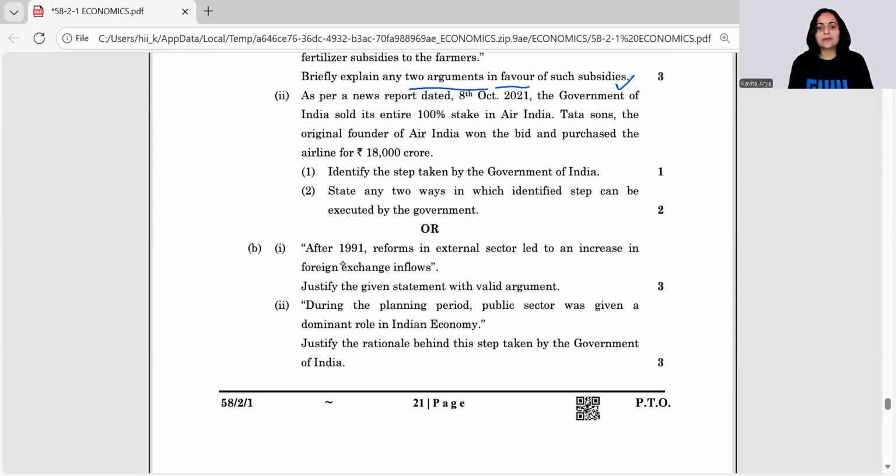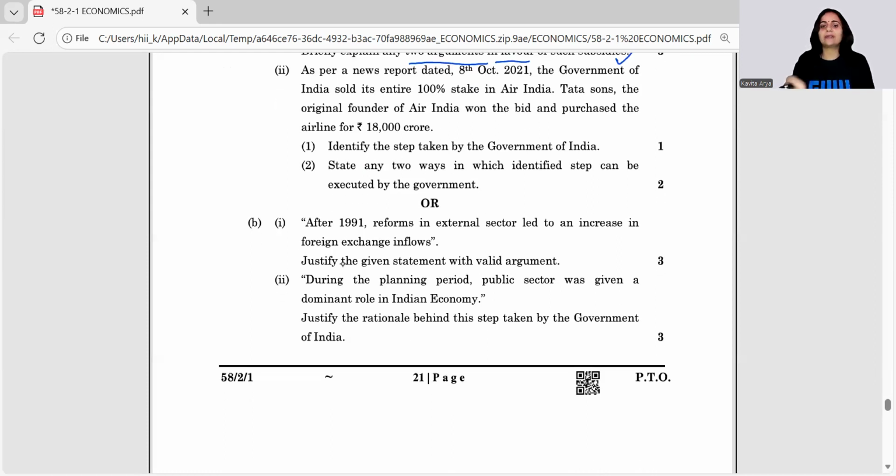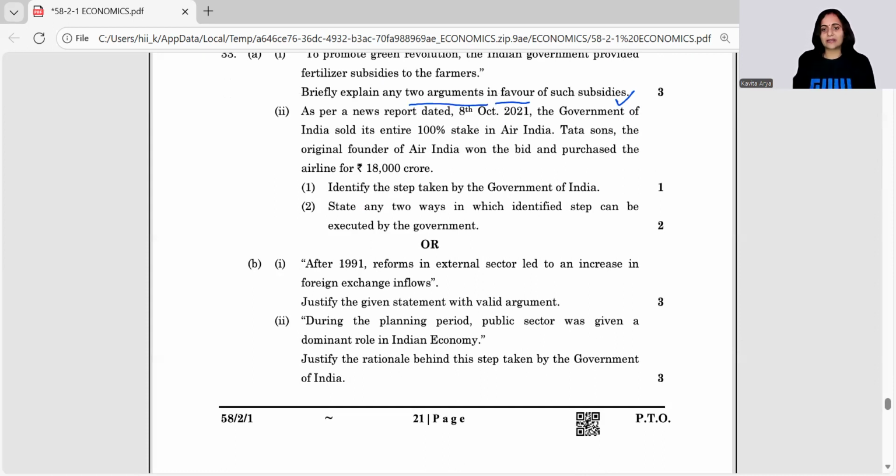Then we have, as per the report dated 8th October 2021, the Government of India sold its entire 100% stake in Air India. Tata Sons, the original founder of Air India, won the bid and purchased the airline. Identify the step taken by the Government of India. So, as the Government of India has disowned it, the step here is privatization. The new owners are private bodies, right? It's no more with the government, right?